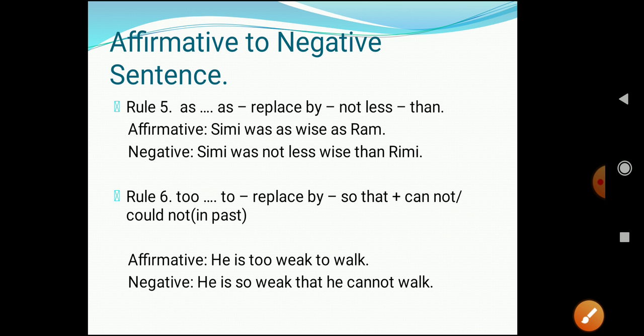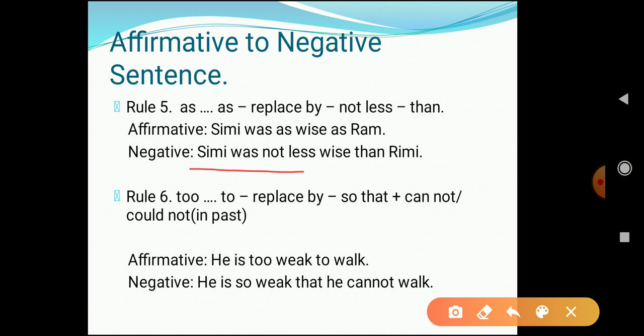Let's see rule 5. Rule 5 says that if in any sentence "as plus as" is used, you have to replace it by "not less than". So in an affirmative sentence, "Simi was as wise as Ram." In a negative sentence it will become what? "Simi was not less wise than Ram."